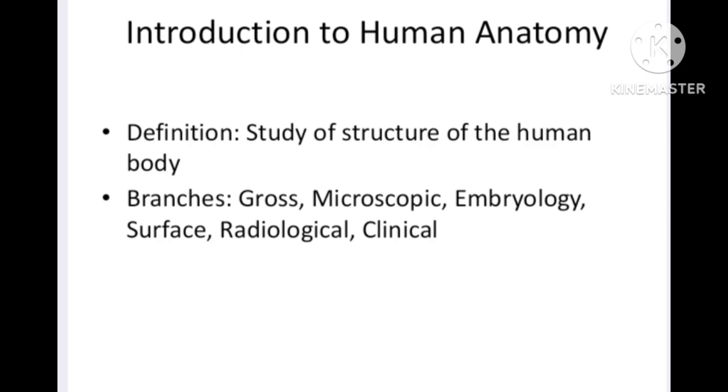In physiotherapy, systemic anatomy is very important. Second one is microscopic anatomy, also known as histology. It means studying the body under a microscope. For example, muscle tissue, nerve tissue, epithelial tissue. Why does physiotherapy need it? To understand muscle healing, tissue injury, nerve regeneration.